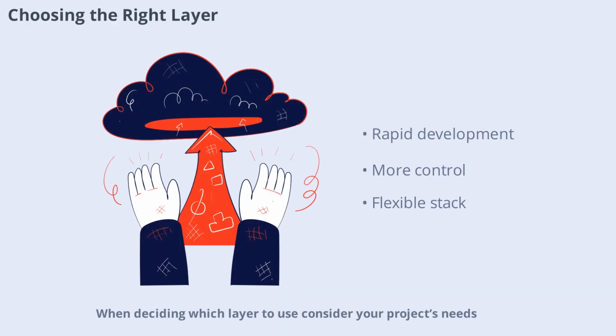When deciding which layer to use, consider your project's needs. If you want rapid development and minimal boilerplate, Spring Data JPA is ideal. If you need more control or want to use features not supported by Spring Data JPA, working directly with JPA or Hibernate might be better. The flexibility of this stack means you can mix and match as needed.